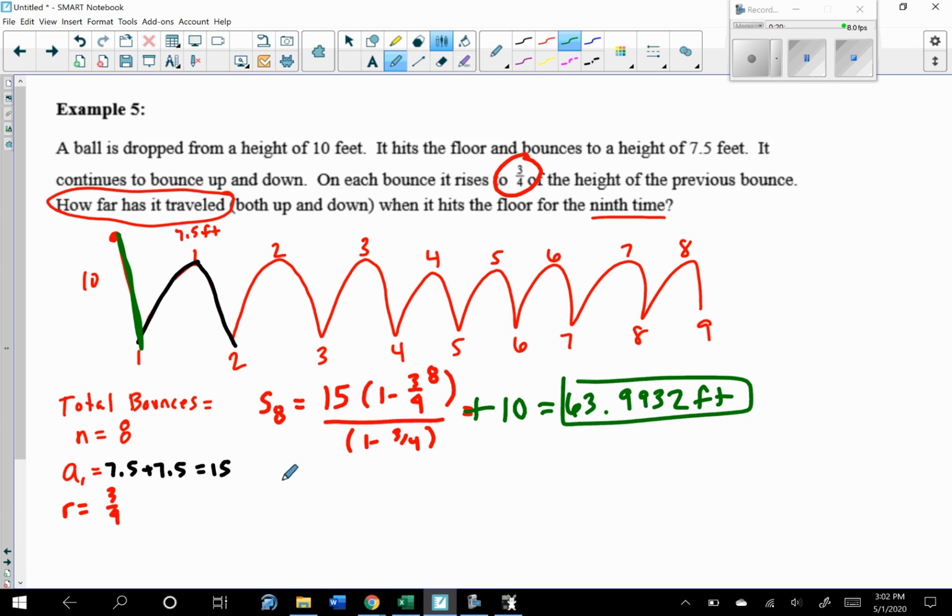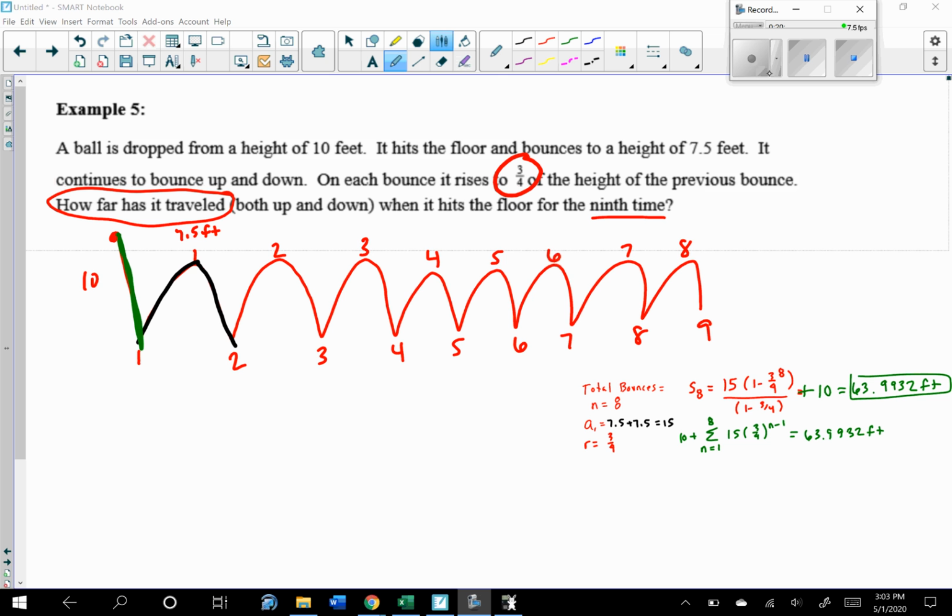Another way you could have done this is by using the summation notation, so the sum from the first bounce to the 8th bounce, and then finding the explicit formula, so 15 times 3/4 to the n minus 1. And of course we still have to add the 10 to that, so you can do it in front or back. I'm going to put it in the front so we don't get it confused. And then I could also plug that into my calculator and I would get the same thing, 63.9932 feet. Either way is fine.